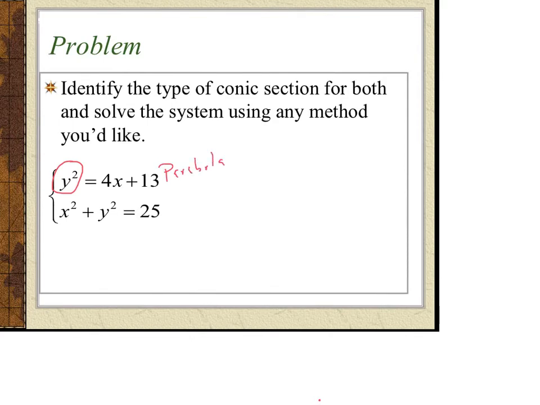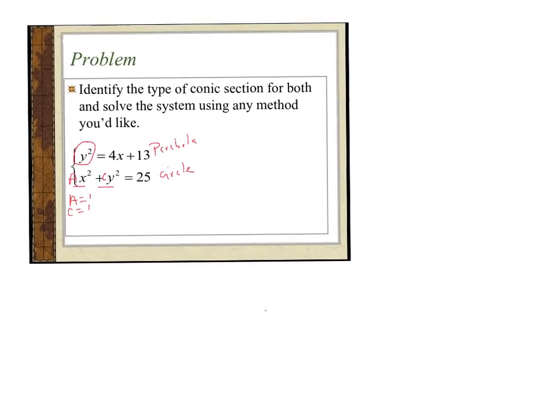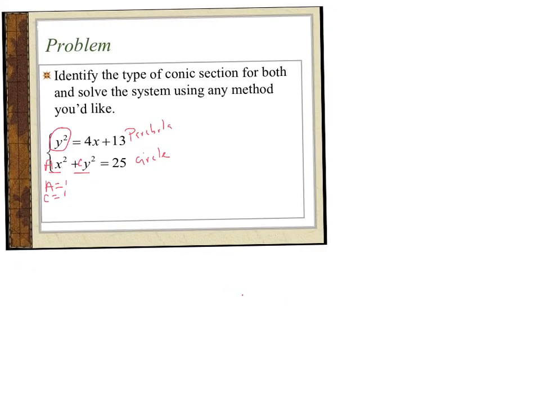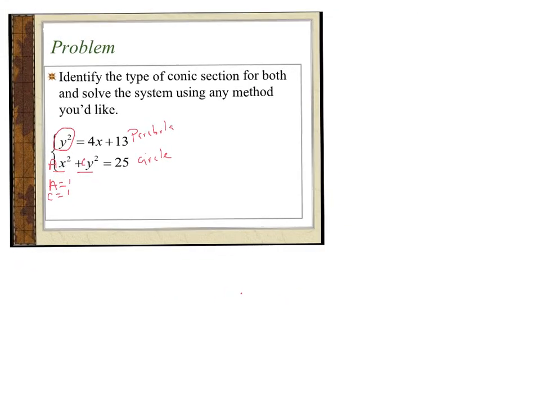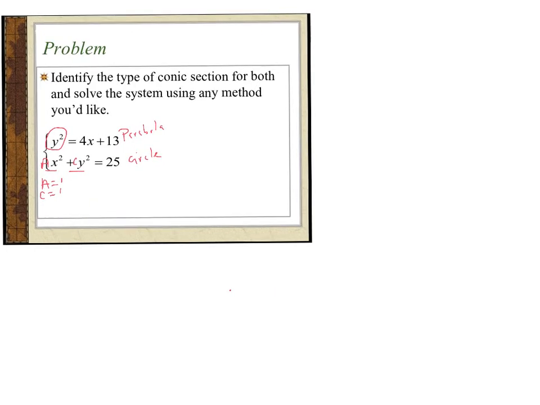And then I'm looking at this bottom guy, and hey, I got my A right here, I got my C right there. They're both 1, so A is equal to 1, C is equal to 1. So this guy is a circle. Okay, so now I'm going to go ahead and solve this system. So I'm going to rewrite it here because I just kind of drew all over that PowerPoint. And we'll just kind of get a fresh start here.